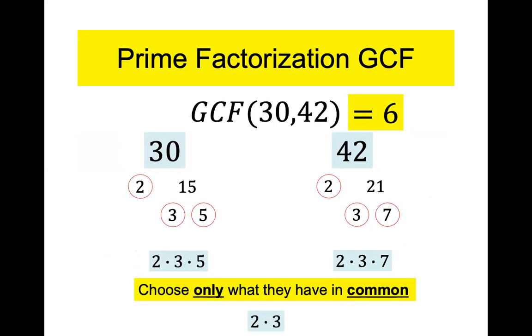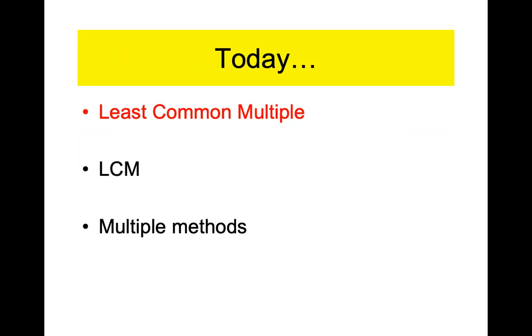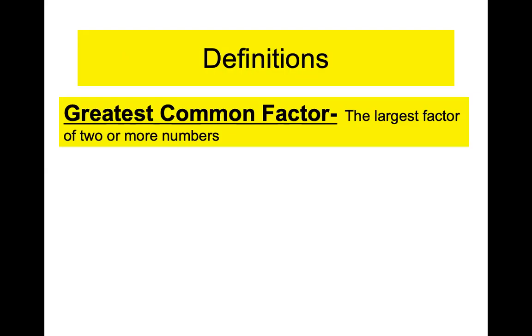Yep, that's what we did yesterday. This ain't what we're doing today. Today, we're doing least common multiple. It's got the same two techniques, brute force and prime factorization, but they're done differently. Hence the confusion. Here we go.